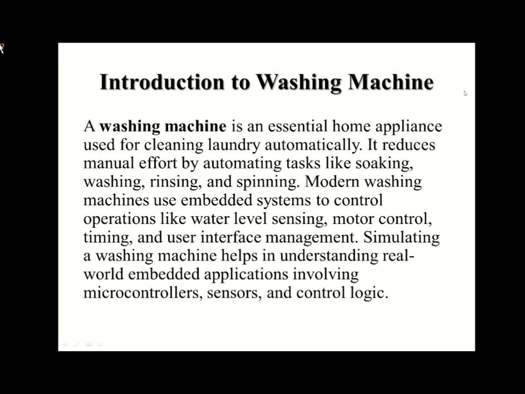Introduction to the washing machine. We all know what a washing machine is, right? A washing machine is an essential home appliance used for cleaning laundry automatically. It reduces manual effort by automating tasks like soaking, washing, rinsing, and spinning. Modern washing machines use embedded systems to control operations like water level sensing, motor control, timing, and user interface management. Simulating a washing machine helps in understanding real-world embedded applications involving controllers and sensors.